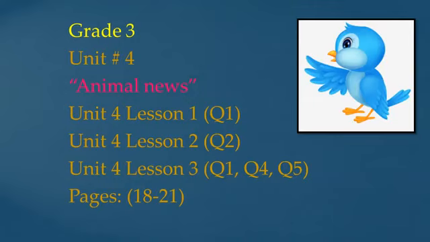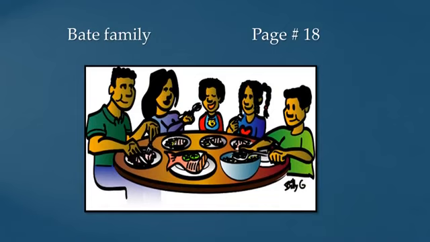unit 4, lesson number 2, question number 2, unit 4, lesson number 3, question number 1, 4 and 5. Pages 18 to 21. Unit number 4, lesson number 1. This lesson is all about the Bate family.